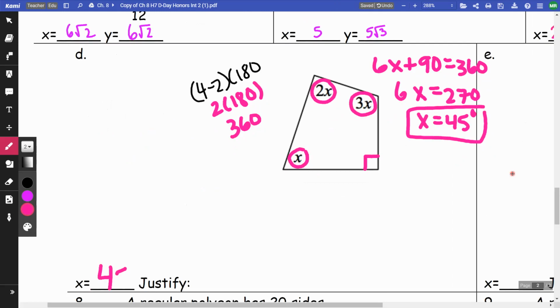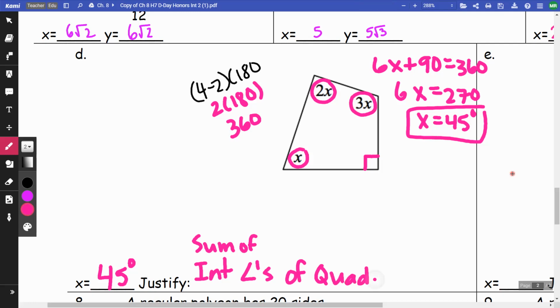So 45 degrees, and the sum of interior angles of a quadrilateral is 4 minus 2 times 180, or 360 degrees. So they have to add up to 360.